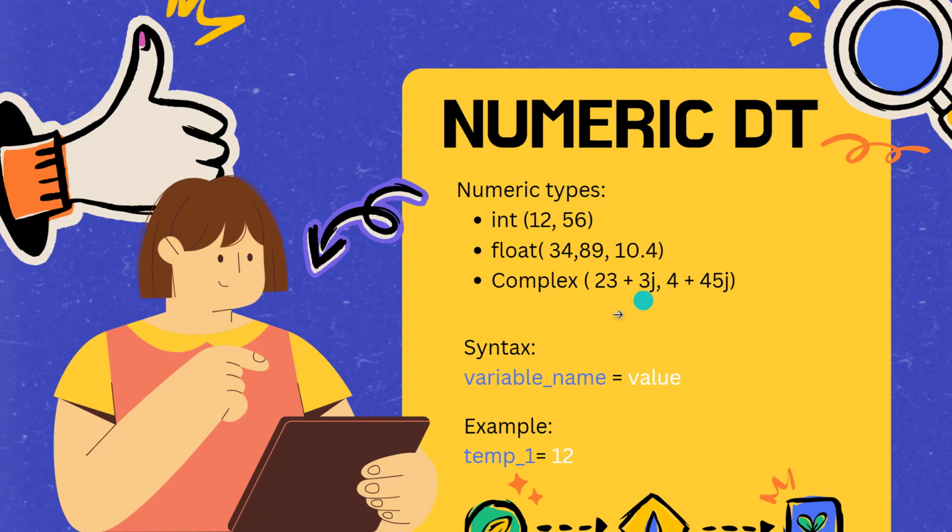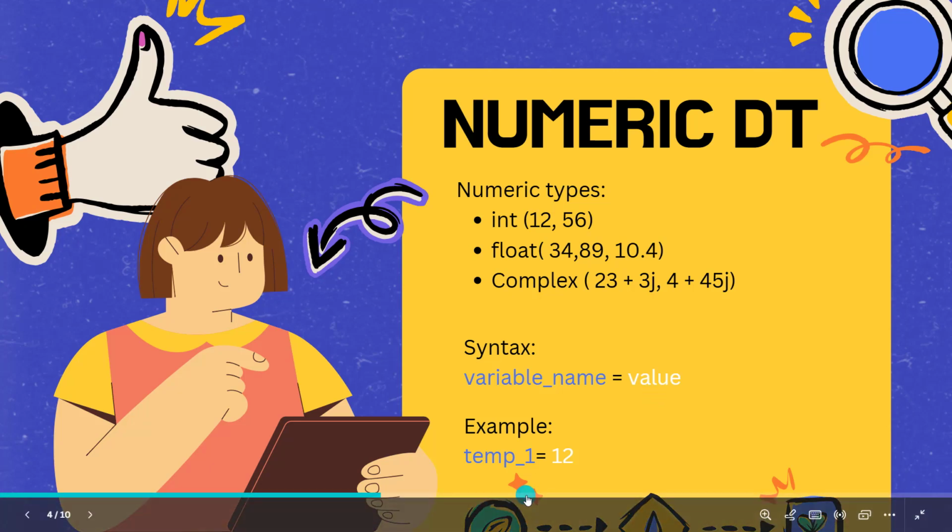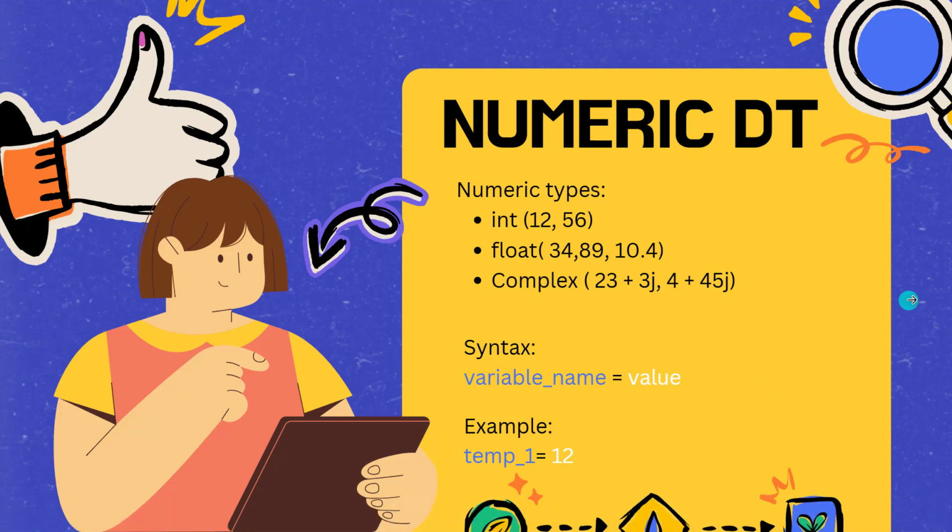And third is the complex data type, in which there are two parts. First is the real part and second is the imaginary part, which is denoted by J. For the syntax, we write the variable name on the left hand side, then the equal to sign. On the right hand side, we write the value. Here is one example.